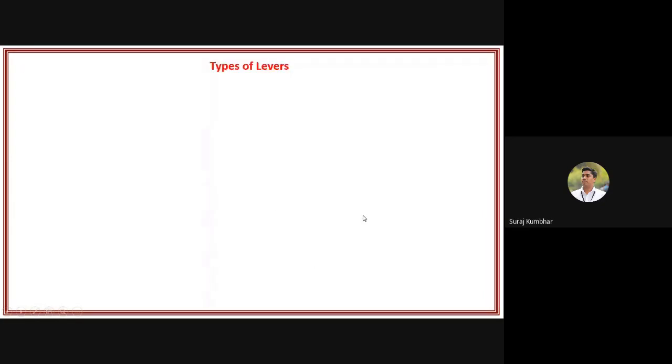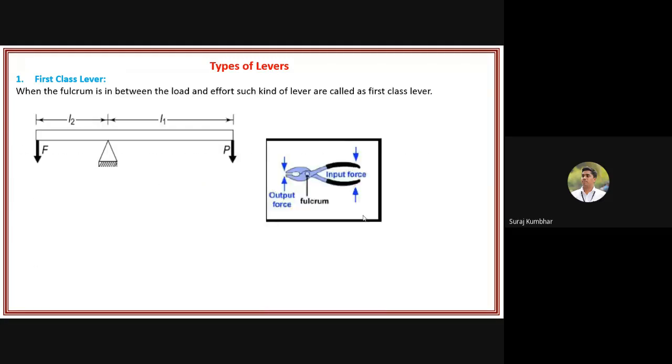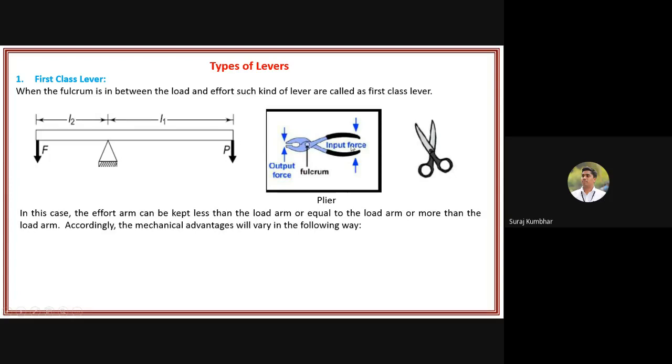The next part we have seen is the types of lever, that is first order lever or first class lever. What is a first class lever? When the fulcrum is in between the effort and the load, such a lever is called a first class lever. In the diagram you can see the fulcrum is at the center, the effort is at the right hand side, and the load is at the left hand side. So the fulcrum is in between effort and load. Such levers are called first class levers. Some examples are scissors and pliers.